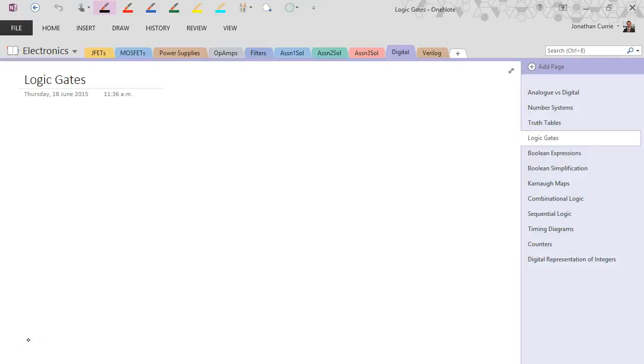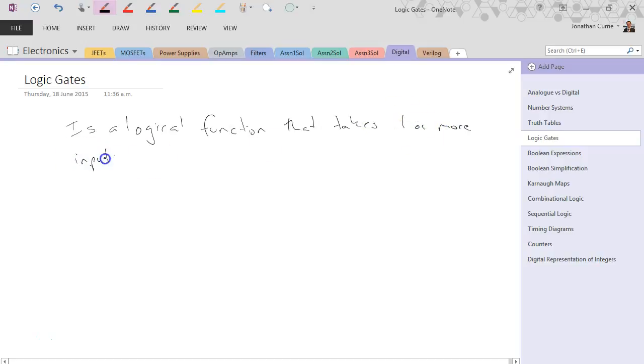Alright, in this video we're going to be looking at logic gates. Now a logic gate is a logical function that takes one or more inputs and produces a single logical output. Alright, and by logical we're talking about 0 or 1. We're back in binary again.